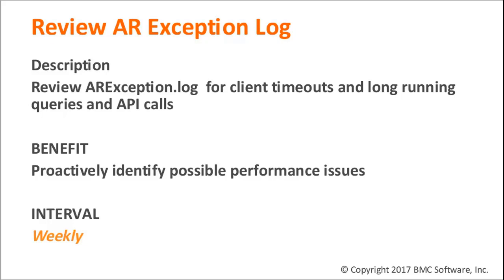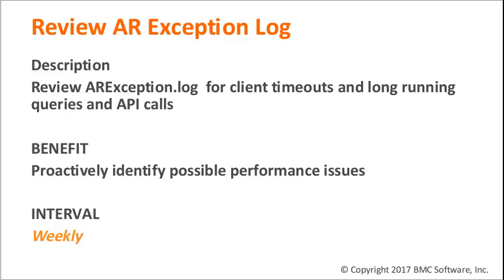So if you go to the admin console and you look at the server statistics tab, there's a section there for recording long-running API and SQLs. And one of the options is to have the long-running APIs and SQLs write to this log, the error exception log. So it's a great log to look for identifying performance issues. And of course, the benefit is that you would find these performance issues and solve them before your end user community is complaining about it.